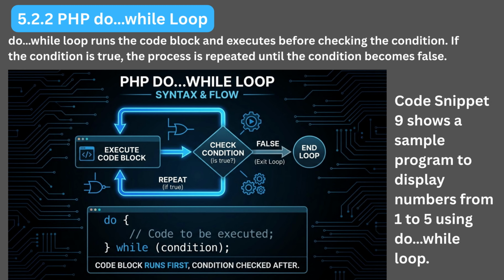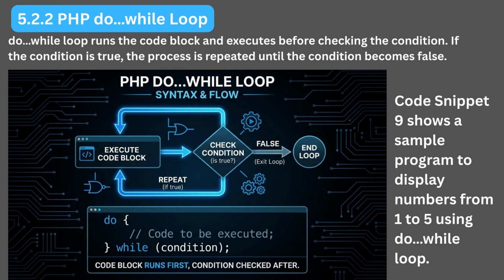The most important point to remember is that the do-while loop guarantees at least one execution, whereas the normal while loop may skip the code block entirely if the condition is false initially. The image also mentions code snippet 9, which displays numbers from 1 to 5 using a do-while loop. This example will help you clearly see how the loop runs the code first and then checks the condition afterward.